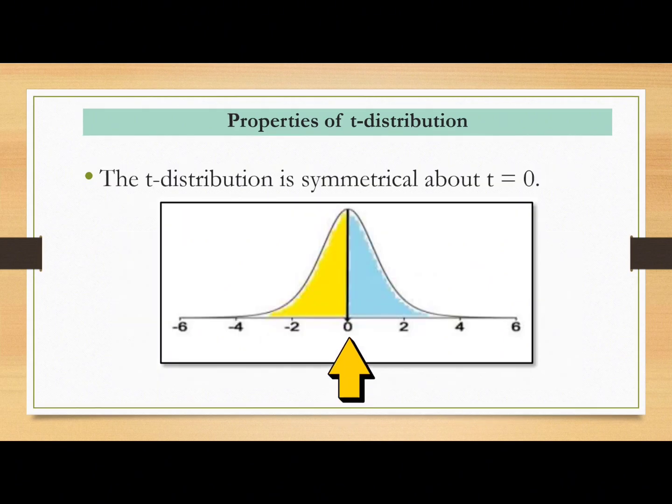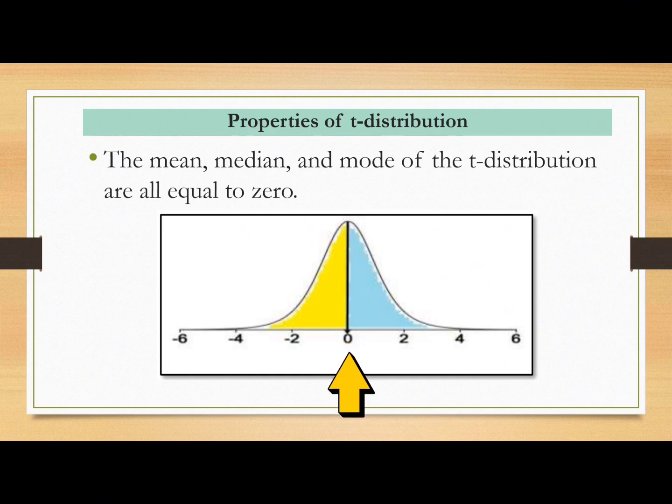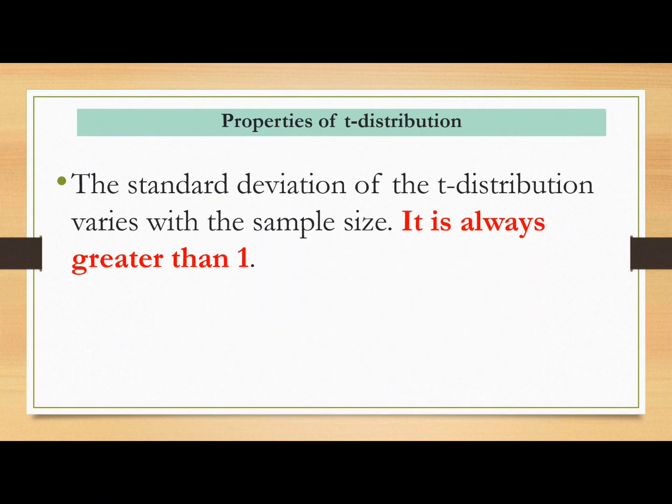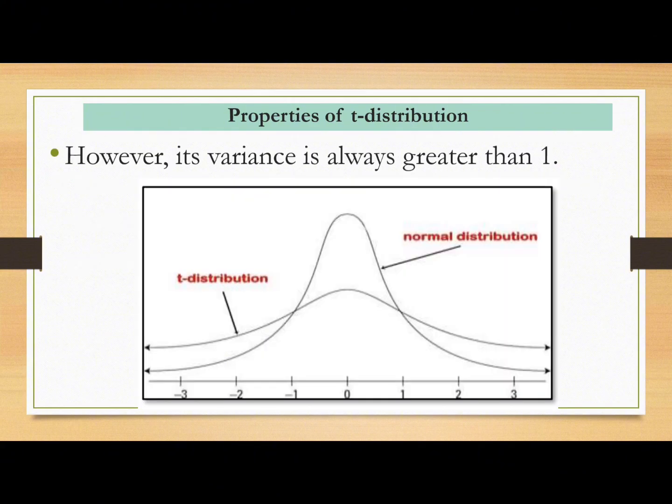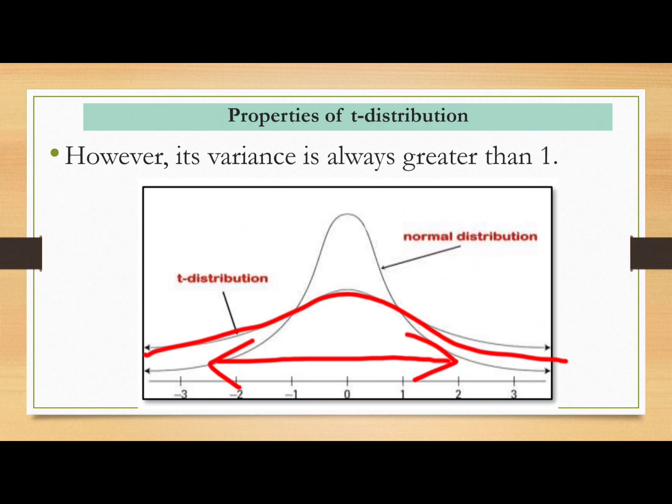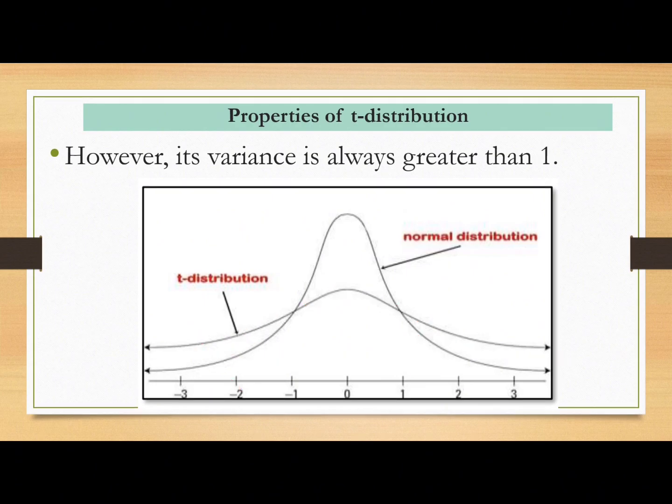So, ito yung example natin sa T-distribution. It is symmetric about T equals 0. Na ang ibig sabihin ay kung ano yung nasa left side ay same lang din kung ano yung nasa right side. Another property is the mean, median, and mode of the T-distribution are all equal to 0. Kapag SD naman, so ang standard deviation of the T-distribution varies with the sample size. It is always greater than 1. However, its variance is always greater than 1. So kung mas mataas yung ating variance, yung curve natin is mas wide kesa sa standard normal distribution. Then, at the same time, ay mas flat yung ating curve.